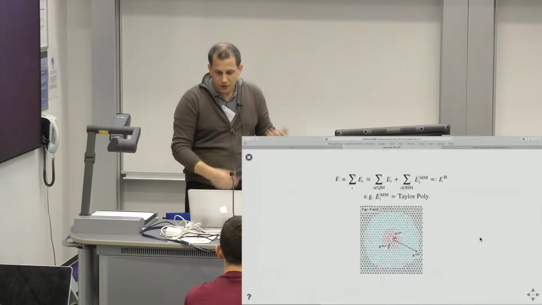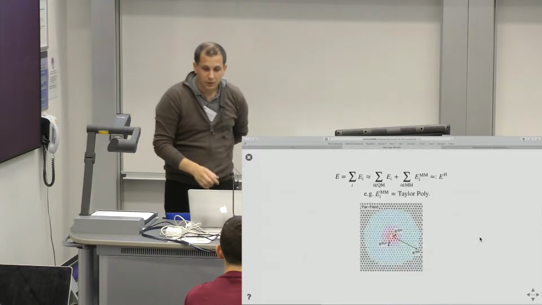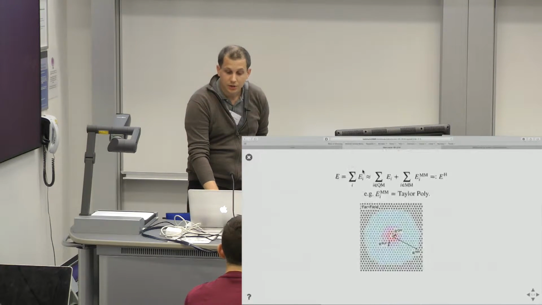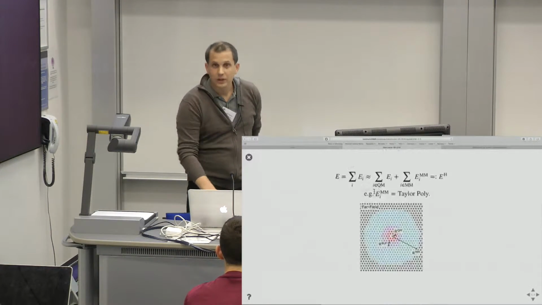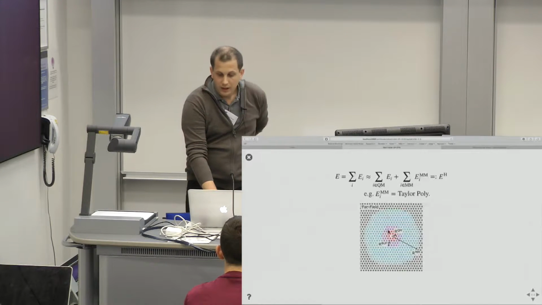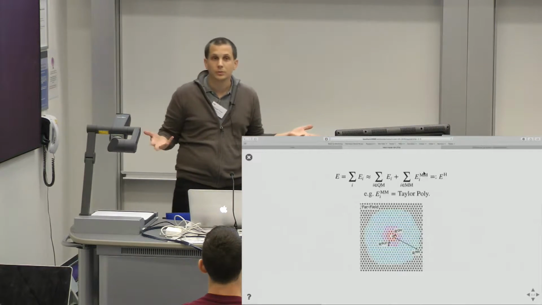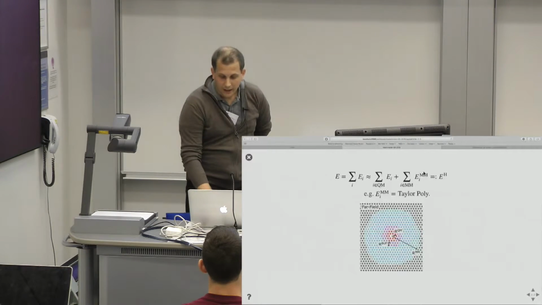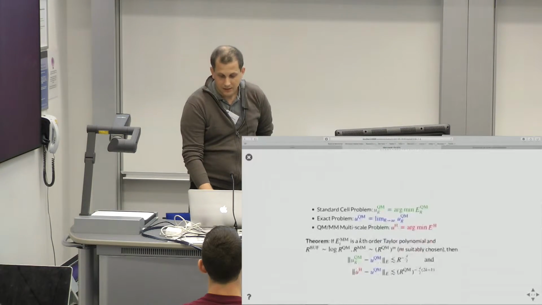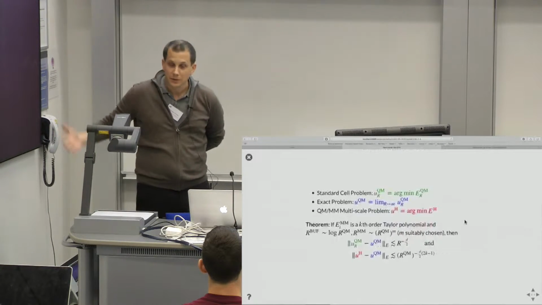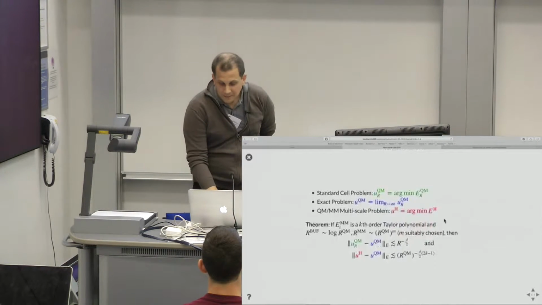Okay, but just to show you how you use this: you now have a decomposition of energy. You can now do the following. You can split your region, here's a cartoon, into a quantum region and a classical region. In the quantum region, you keep your exact site energies. In the classical region, you approximate them by something else, for example, it could be as simple as a Taylor polynomial. And once you have that, you get proper rigorous theorems with error estimates and everything.